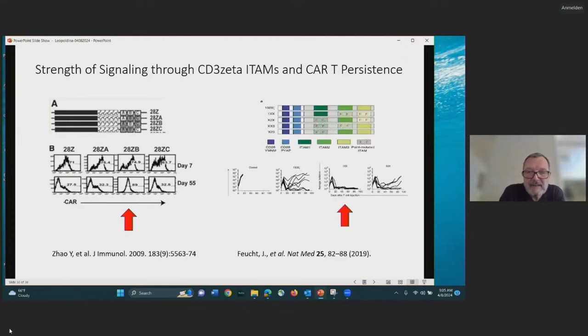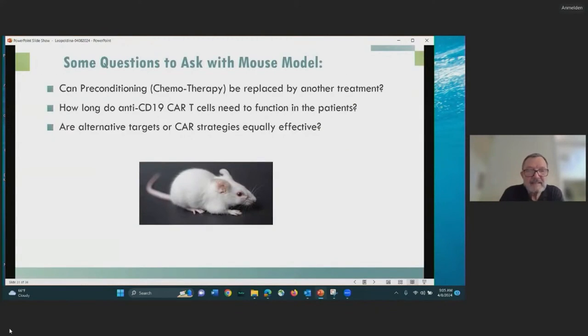And a very similar experiment was done by the Michel Sadelain lab in New York, in which they mutated the tyrosines to phenylalanines. And as you can see, with two out of the three ITAMs mutated, the clearance of these cancer cells in vivo was much more effective and much more long-term than with the wild type CD3 zeta. So I think it could be tested, of course, in mice, whether this persistence correlates also in the autoimmune system.